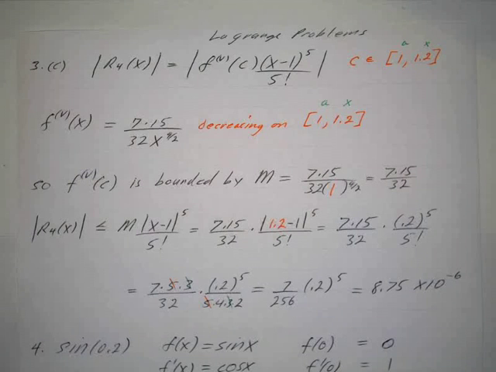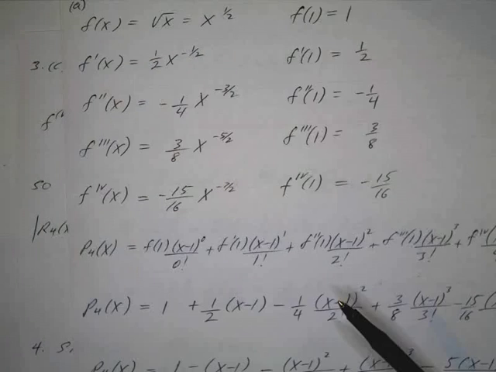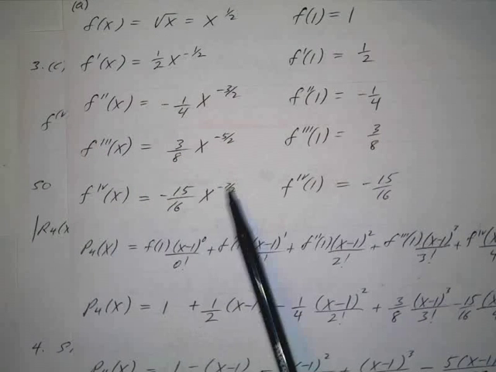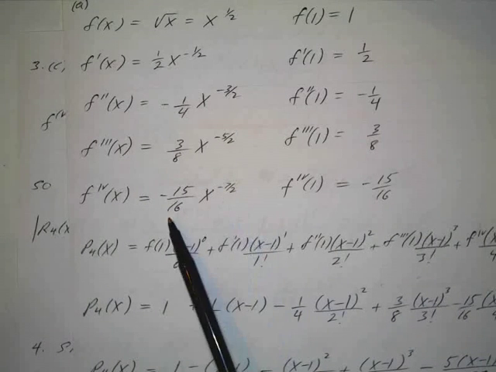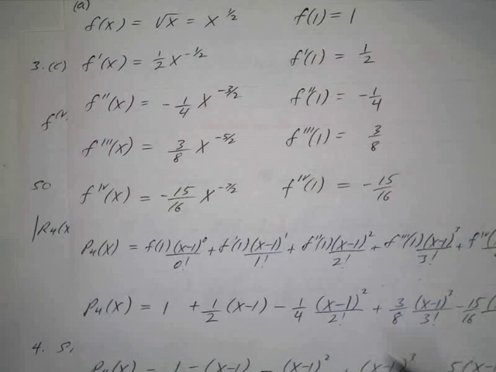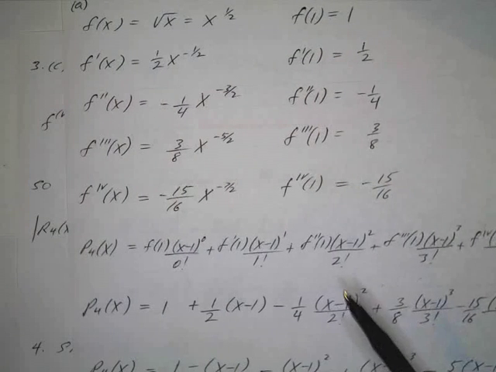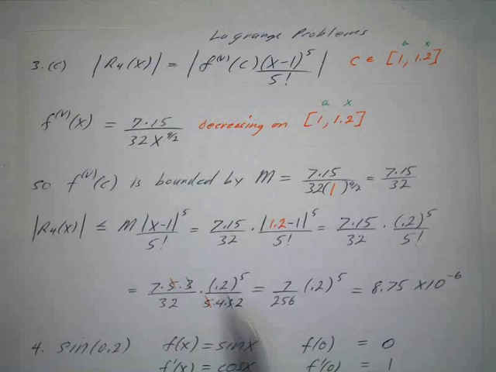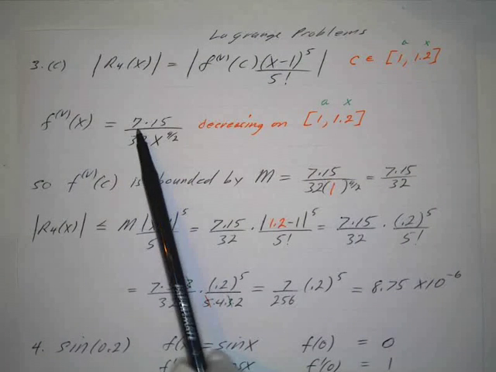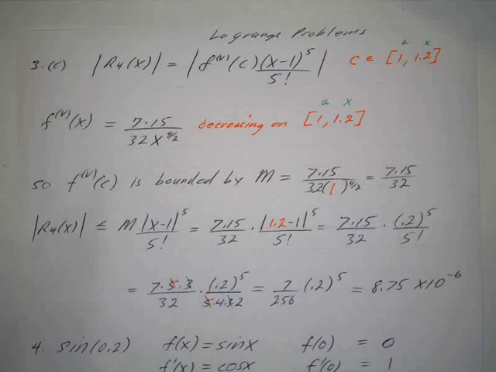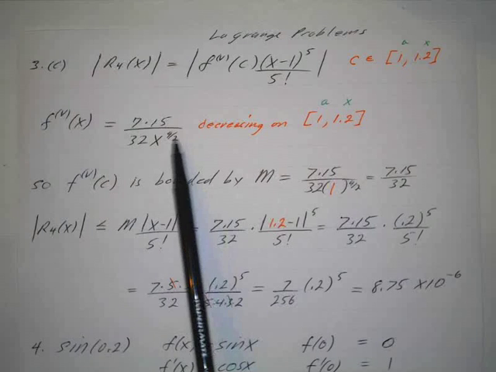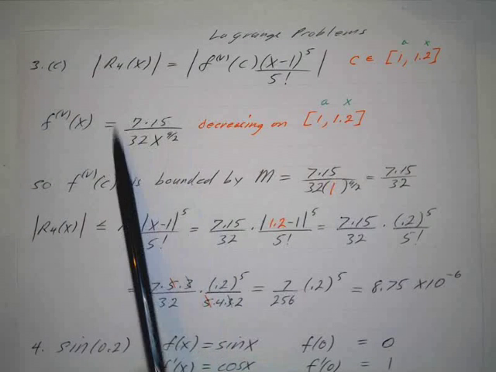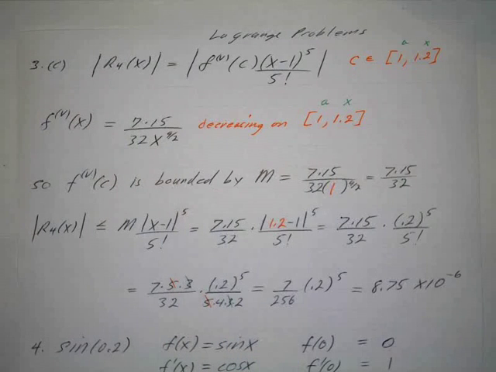So I took the fifth derivative, and if you go back over here and look at your fourth derivative, if you take the fifth derivative, negative times the negative is positive, you have 7 times 15 over 2 times 16, 32, x to the negative 7/2 minus 2/2, which is negative 9/2. So this was actually your fifth derivative, 7 times 15 over 32, and then x to the 9/2 on the bottom. And again, this is decreasing as x gets larger. The denominator gets larger, but the whole fraction gets smaller, so this is decreasing.